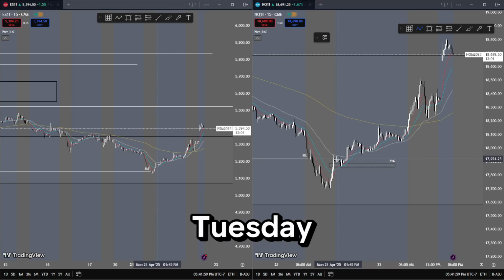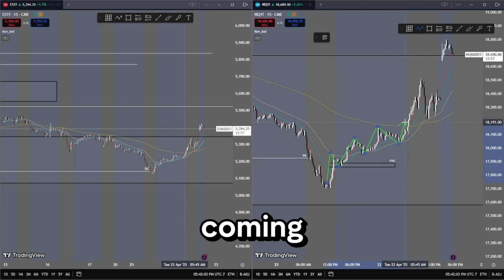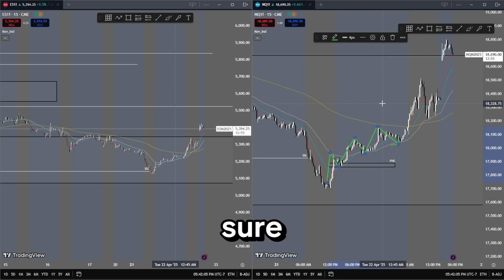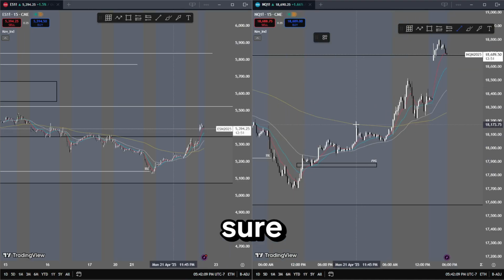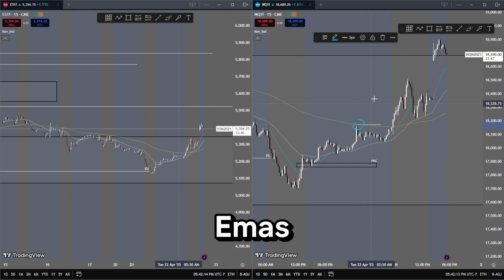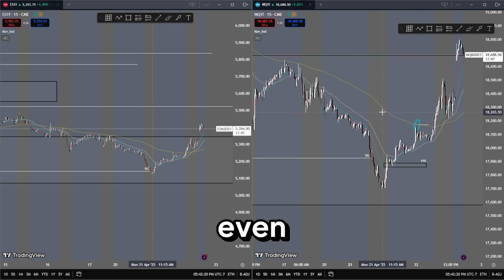pre-market of Tuesday. So that bullish price action is coming through, and how can we make sure that we're going to keep on pushing past it is by making sure we can get past this high that is being held by our EMAs. So if we're able to get past that high being held by our EMAs, we're most likely looking to push even higher.